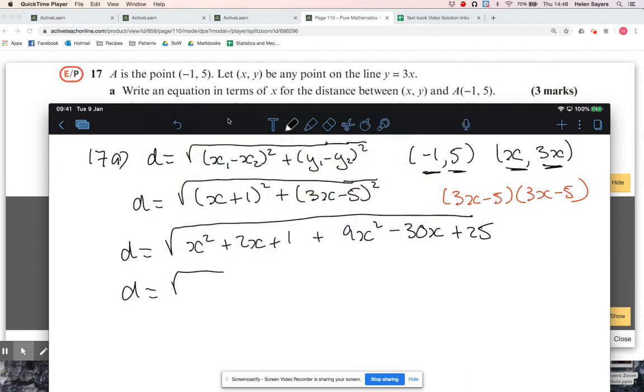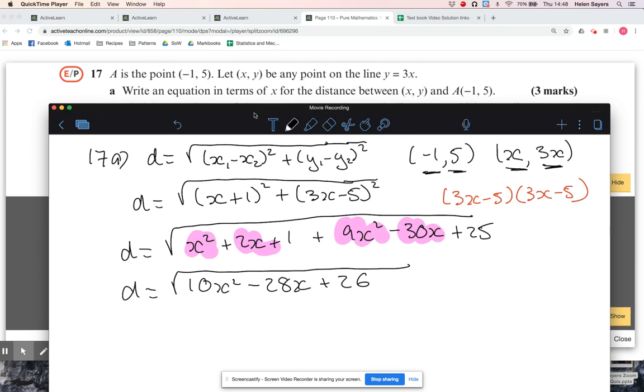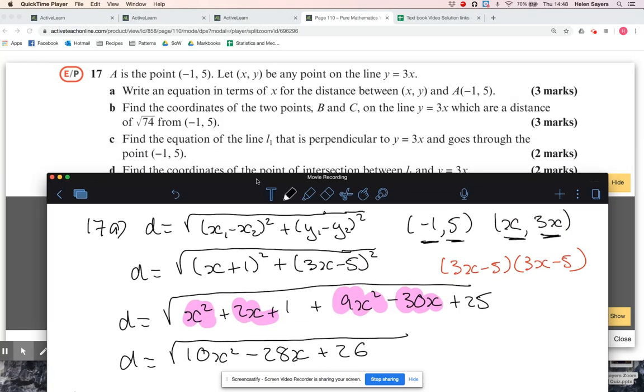Okay, so let's tidy that up. So I've got x squared plus 9x squared. I've got 2x minus 30x. And I've got 1 plus 25. Okay, so like I said, I've probably already started earning some of my marks for B.